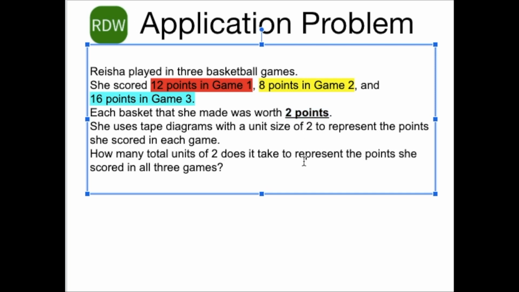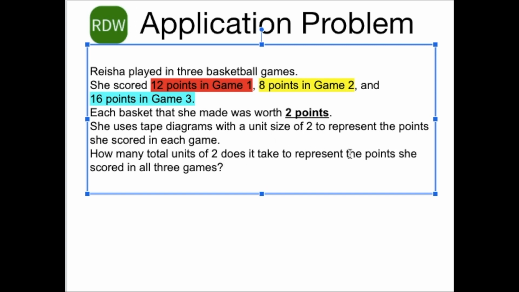She uses tape diagrams with a unit size of 2 to represent the points she scored in each game. How many total units of 2 does it take to represent the points she scored in all 3 games? Okay, so this is a multi-step problem.